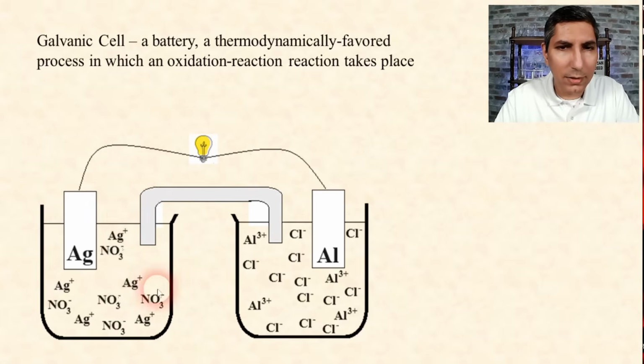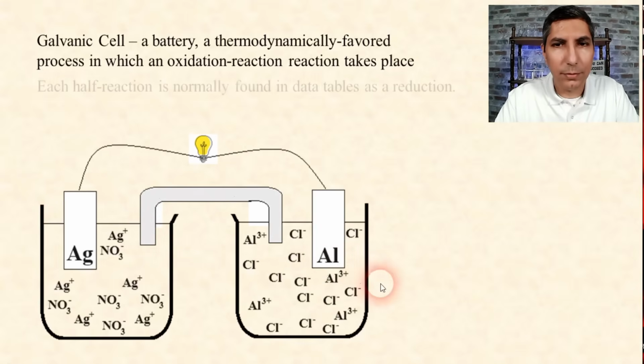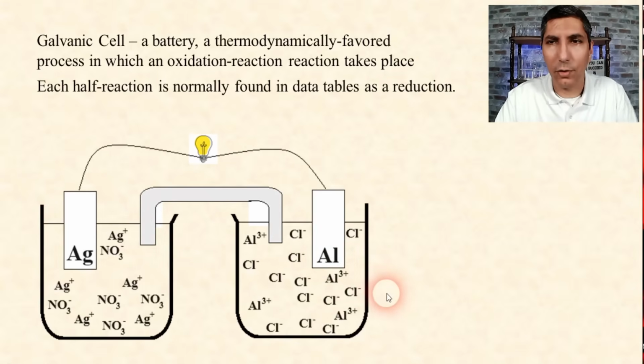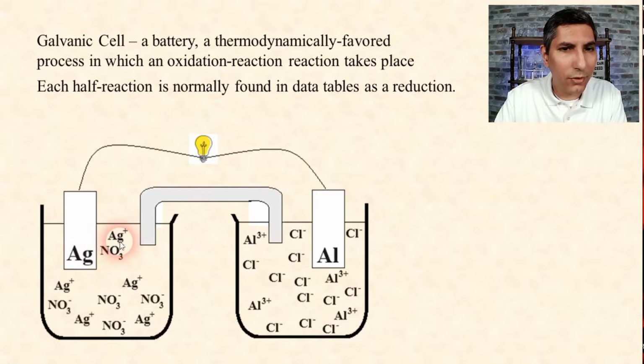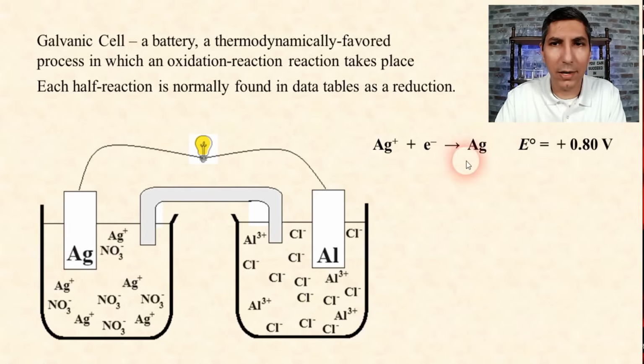We have ions in solution that correspond to what's in the electrodes there. And we have a salt bridge. Now, every half reaction, as we look it up in our data tables or in our chemistry textbook or what's given to you on the AP exam, is going to be given to you as a reduction half reaction. So as you think about the silver here, we would write it as the silver ions being reduced into silver metal by that half reaction right there.